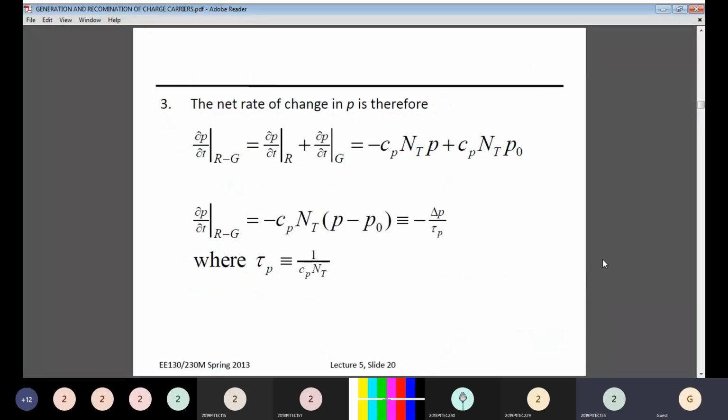The net rate of change in p is therefore dp/dt R-G equals dp/dt in recombination plus dp/dt in generation, equal to minus Cp Nt p plus Cp Nt p naught. Now dp/dt R-G equals minus Cp Nt times p minus p naught, equal to minus delta p by tau p. Tau p is equal to 1 by Cp Nt.